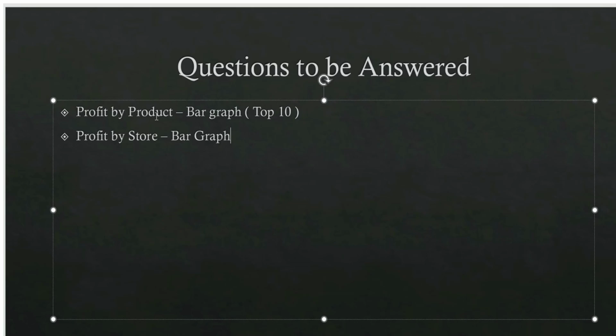You must be thinking why I'm choosing a bar graph here. A bar graph depicts the categorical comparison best. That is the reason I'm choosing a bar graph here, as I have to show profit by product, which is a category, and store, which is a category. So here also I will choose top 10.